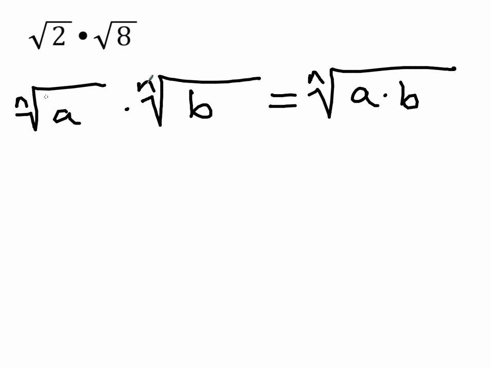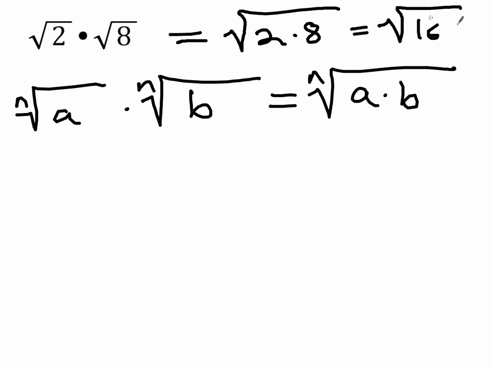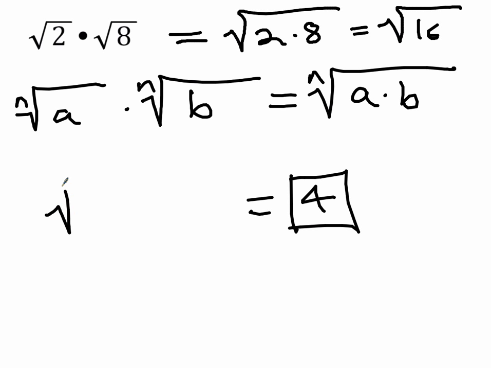This number on the outside is called the index. N is called the index. So if the index is the same, you can multiply the two numbers that are inside. Here we have a square root and a square root, so that's 2 and 2. The index is the same there. So I can combine these two under a single square root and multiply the two individuals, 2 times 8. So this is the square root of 16. We know the square root of 16 is equal to 4. So the square root of 2 times the square root of 8 is equal to 4.